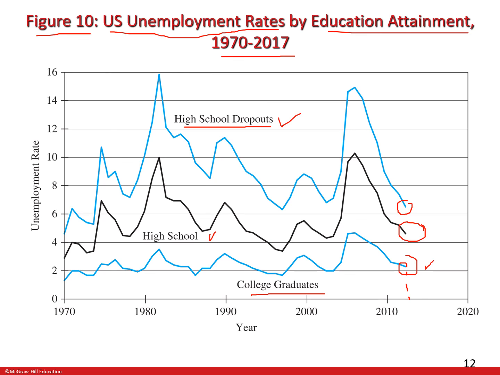This figure also displays the unemployment gap between more educated workers, college graduates, and less educated workers, high school dropouts. The gap was about 10 percentage points between high school dropouts and college graduates, but by the end of 2017, the gap narrowed between these two to only 4.2%.